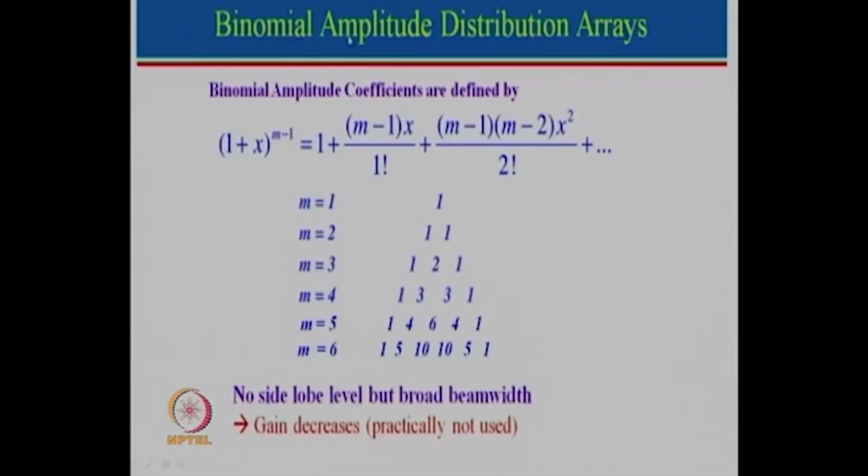So, how do we calculate binomial amplitude distribution? Well, it is something like (1 plus x) to the power m minus 1. So, if m is 1, there is only one element, then m is 2, 3. You can think about something like (a plus b) square. What is (a plus b) square equal to? a square plus 2ab plus b square. So, the a square coefficient is 1, the 2ab coefficient is 2, the b square coefficient is 1. If you look at (a plus b) cube, it is a cube plus 3a square b plus 3ab square plus b cube.